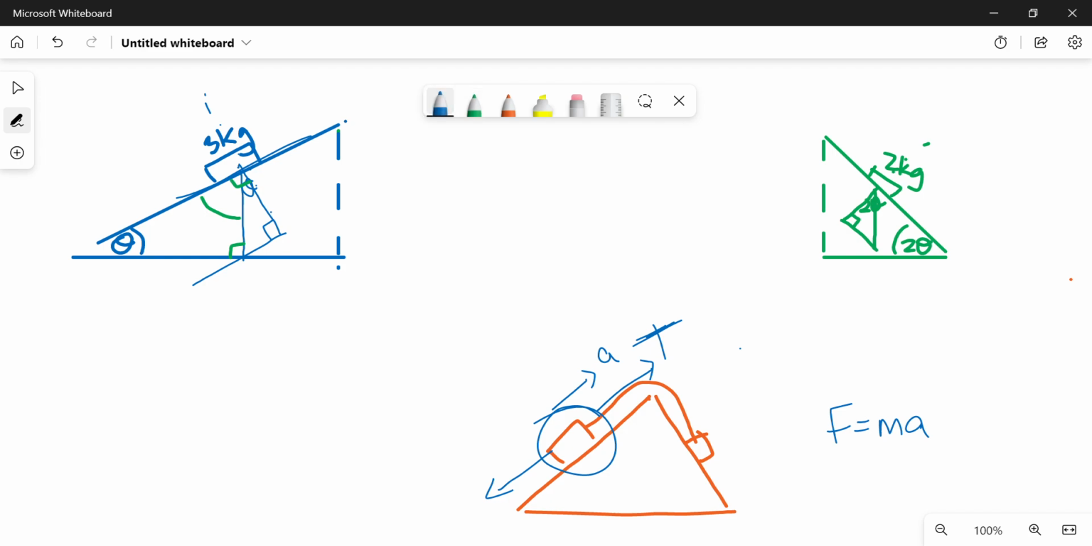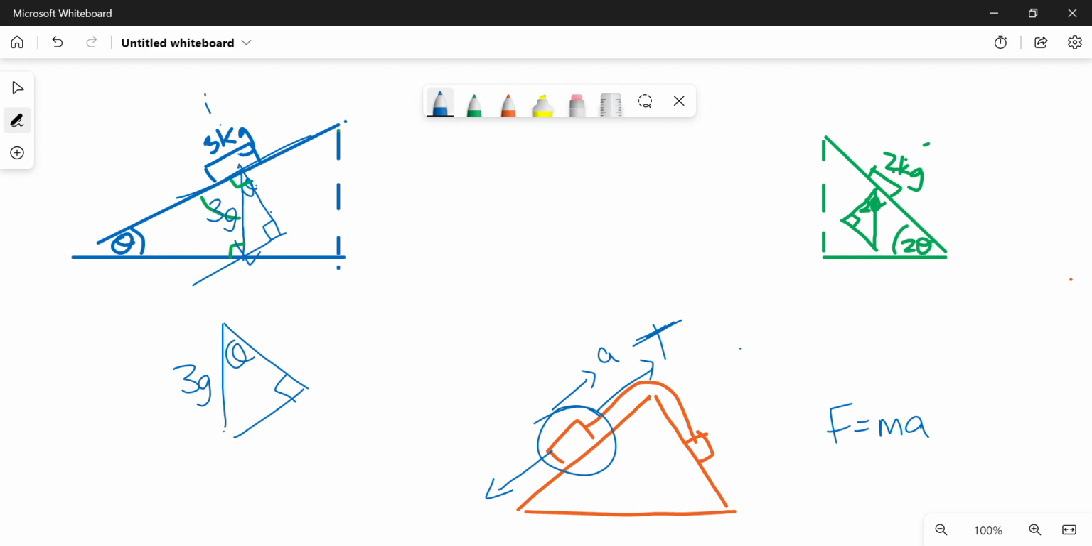So the vertical force downwards is always mass times gravity. So in this case, it will be 3 times gravity, 3g. If I break that up, I just drew it over here. So that's 3g on the hypotenuse, and that's theta.